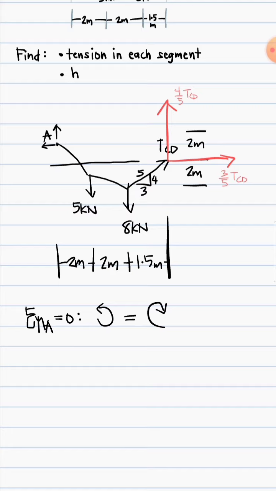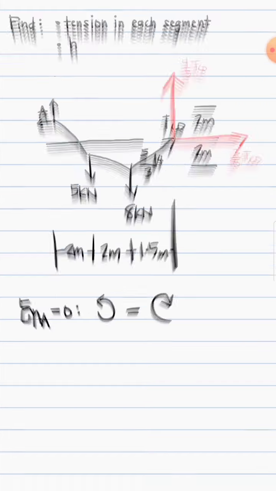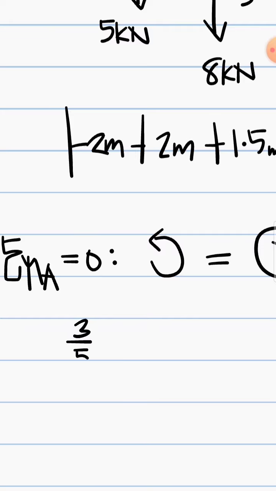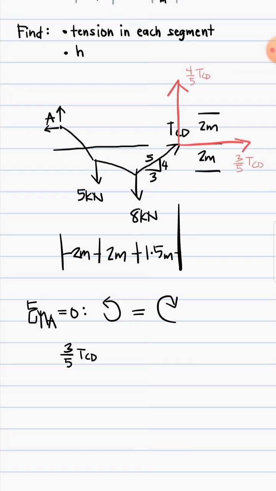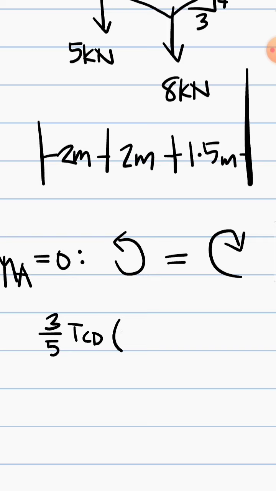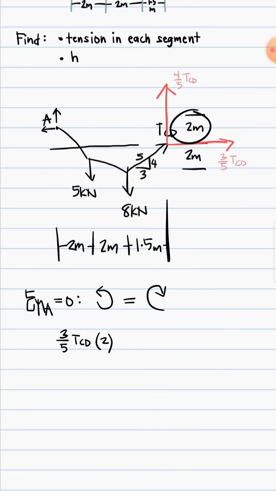So this is the distance, 2 meters, right? So that's 3/5 TCD. And then any other force that cause counterclockwise? Of course there is. This is the moment arm. So for 3/5, its moment arm is 2. This one here. And then this 4/5, its moment arm is this whole 5.5.